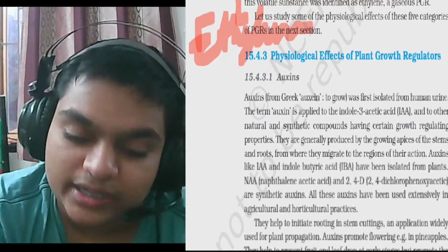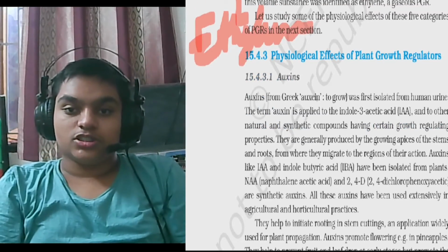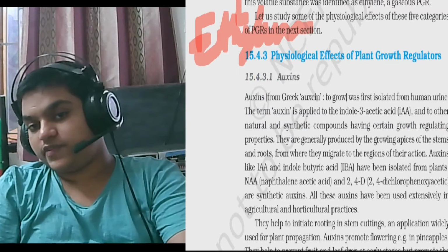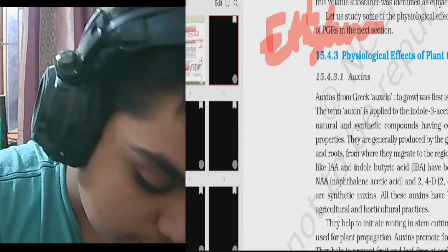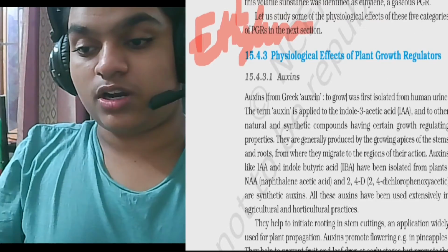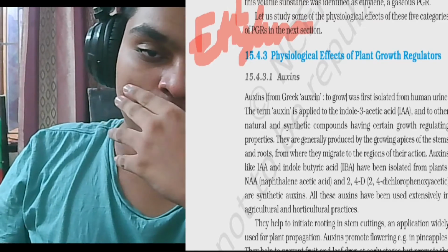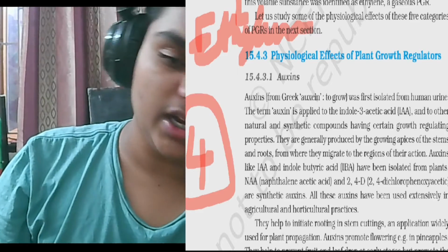Okay, that is the discoveries. Now let's move on to the physiological effects of PGRs. I hope still more. How many pages are there? Still 6 pages are there. Two of those are exercise pages. If you leave those 2, still 4 pages are there, guys.